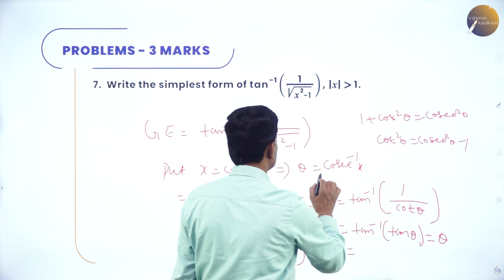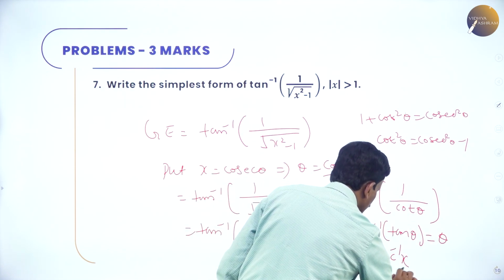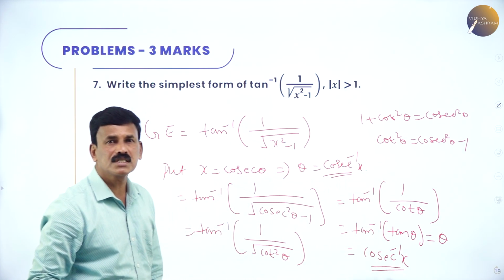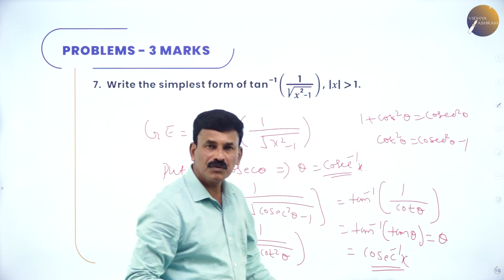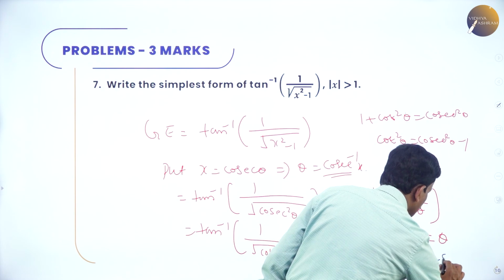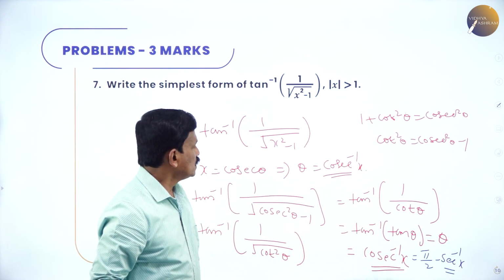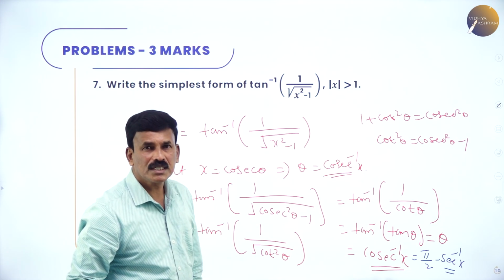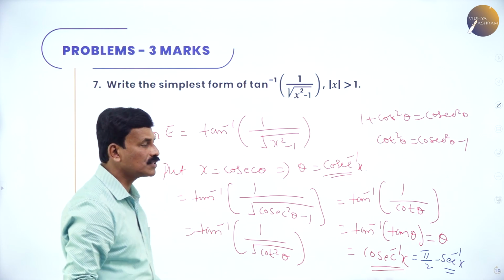Now what is theta? Substitute the value of theta. Theta is equal to cosecant inverse of x. Cosecant inverse x is the simplest form. That's it. Hope you followed, right? So if you want, you can write this cosecant inverse x is also equal to pi by 2 minus secant inverse x. What is secant of 90 minus theta? Cosecant theta. So cosecant inverse x is also equal to pi by 2 minus secant inverse of x.